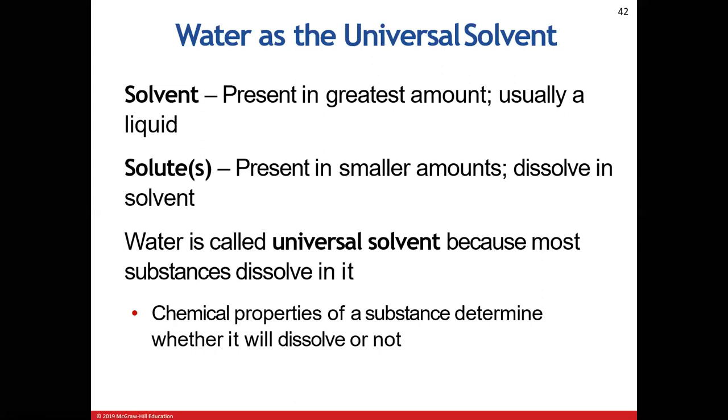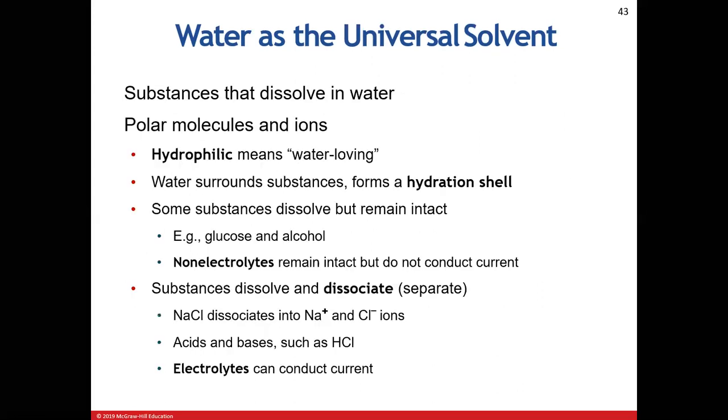The chemical properties of a substance really determine whether or not it will dissolve in water. And so again, we look at the chemical formula and the structure of a particular molecule. If we look at substances that are going to dissolve in water, we look at polar molecules first, and these polar molecules and ions. We look at the term hydrophilic, which means water loving. And when water surrounds these substances, it forms what we call a hydration shell.